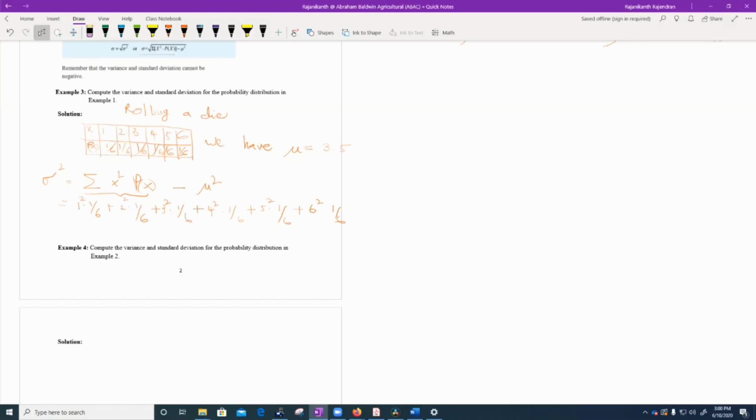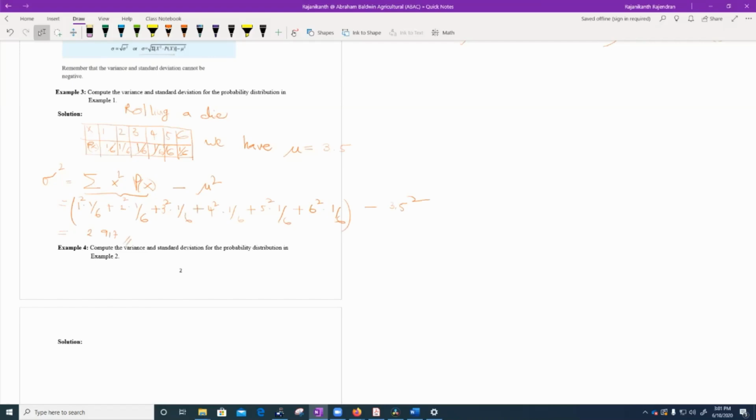Then subtract mu squared. Mu is the mean, we got 3.5. Then 3.5 squared. Now take your calculator. First find this value, then subtract 3.5 squared. If you do it correctly, you should get 2.917. That is the variance.